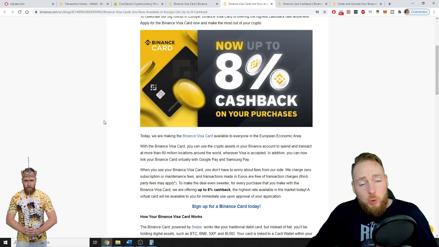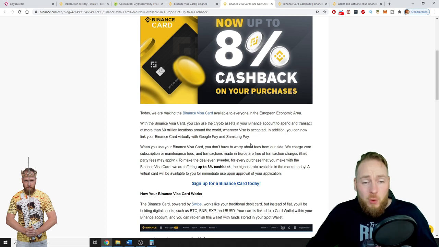Trust me. So you can spend your cryptocurrencies everywhere where Visa is accepted. You can also link your Binance card virtually with Google Play and Samsung Play. So zero fees really means zero fees. Zero subscription or maintenance fees. And transactions made in euros, free of transaction charges.